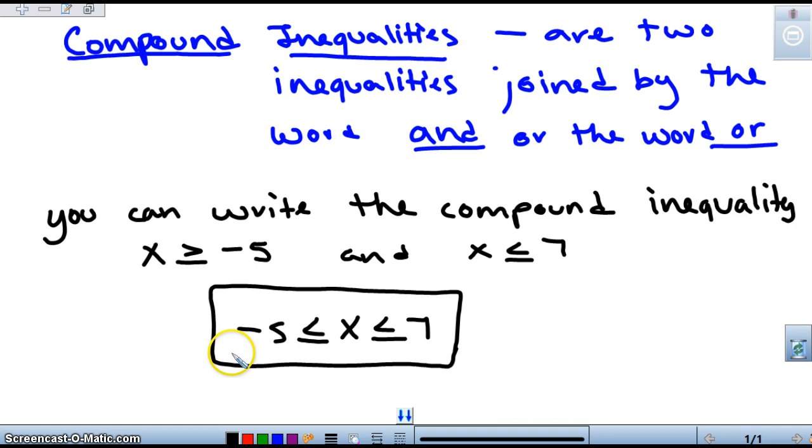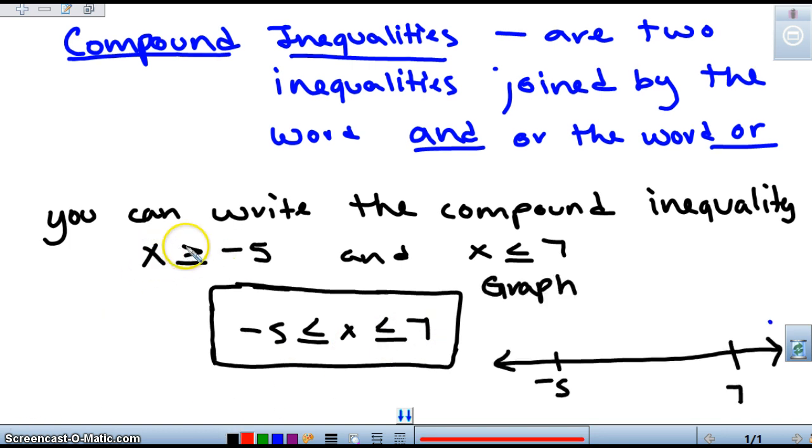You can read this as x is greater than or equal to negative 5 and less than or equal to 7. If we had to graph x is greater than or equal to negative 5 and x is less than or equal to 7, I'm going to graph this first part in red. That means closed circle, all the numbers that are greater than negative 5.